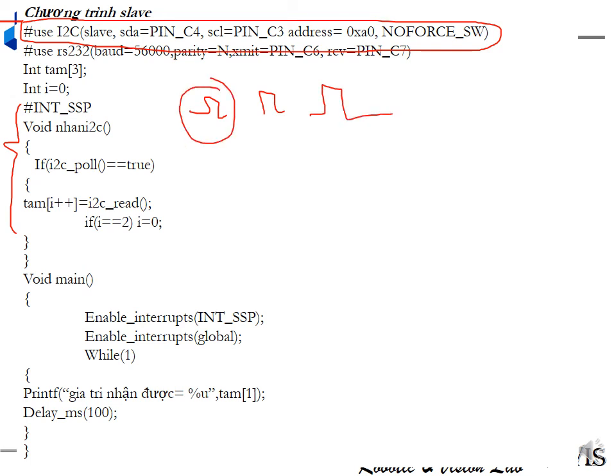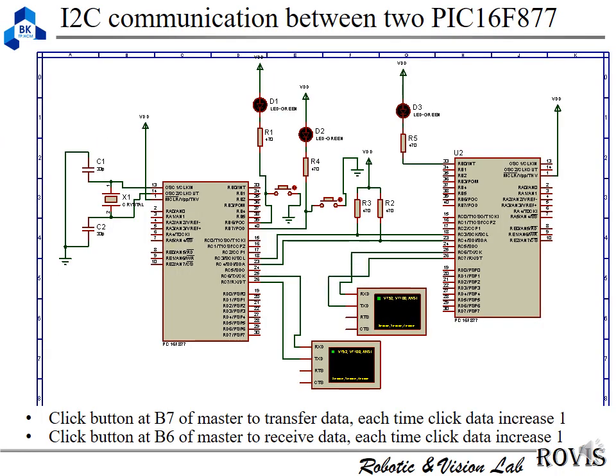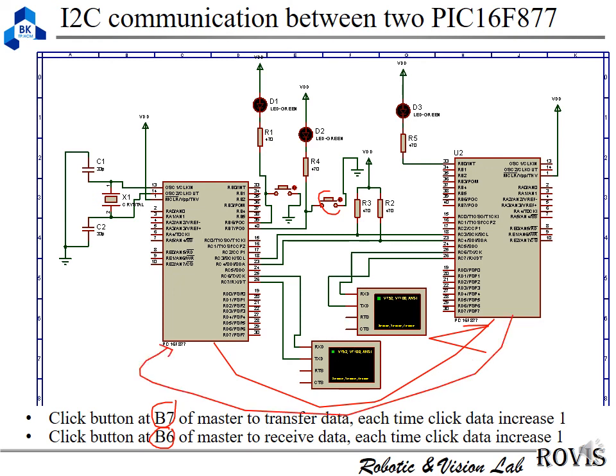First is the address, right? The address, and then here is the data. And we go to another more complicated case, where the master transmits the data to the slave when you press button 7, and then when you press button 6, P6, you will receive the data from the slave.